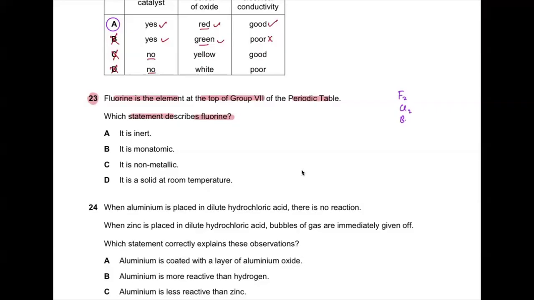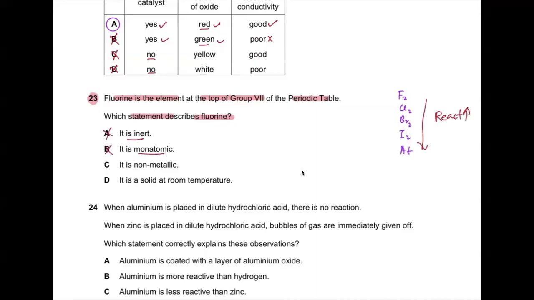Now, MCQ number 24. When aluminium is placed in dilute hydrochloric acid, there is no reaction. When zinc is placed in dilute hydrochloric acid, bubbles of gas are immediately given off. Which statement correctly explains this observation? If you recall, aluminium has an oxide layer which stops further reaction. So let's read the options. Aluminium is coated with a layer of aluminium oxide. Yes, that might be the reason.